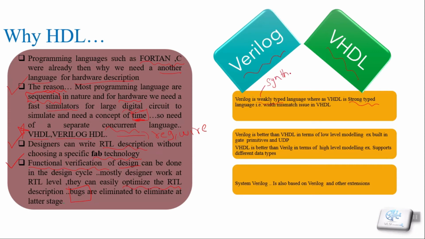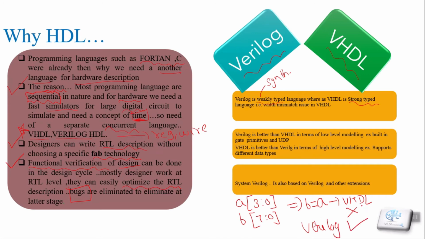For example, suppose two variables, A and B. For A, we define its size from 3 to 0, and B is defined with size 7 down to 0. If you are putting the value of variable A into B, then in VHDL we actually can't assign it. On the other hand, in Verilog, we can simply assign that value. So the Verilog compiler doesn't introduce any syntax error, whereas VHDL will show an error of width mismatch.